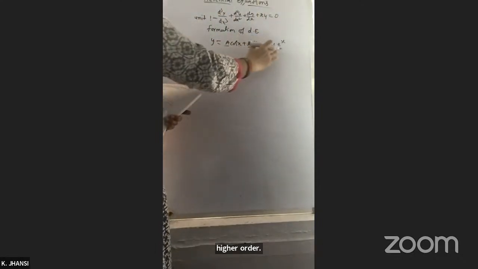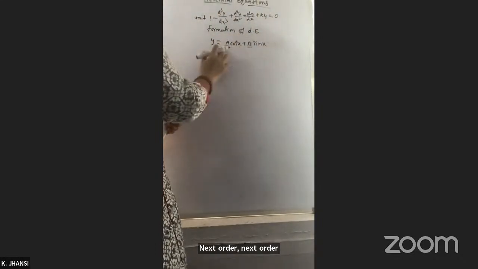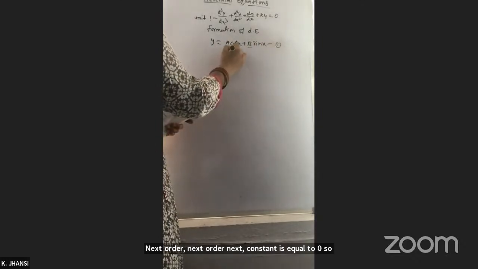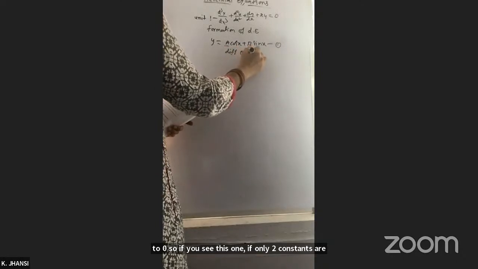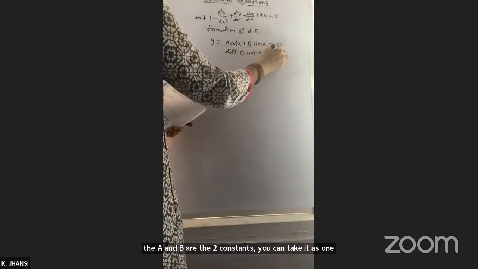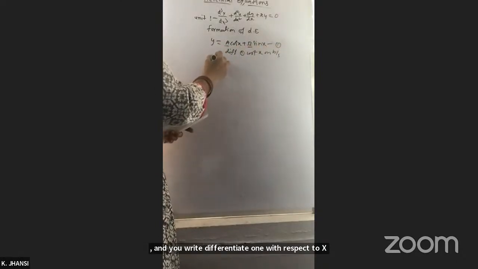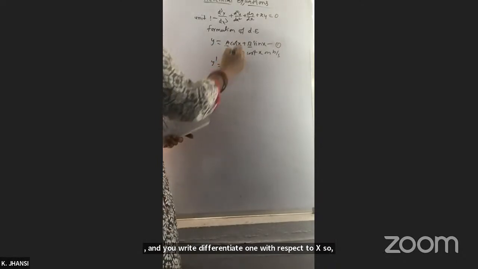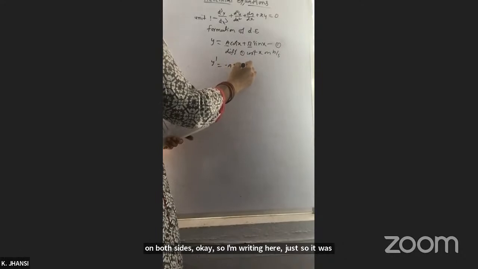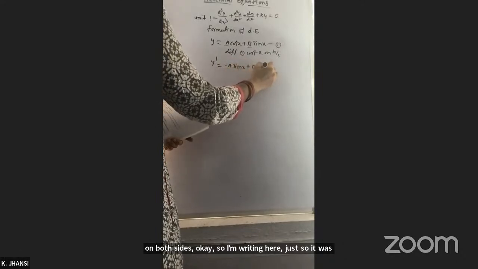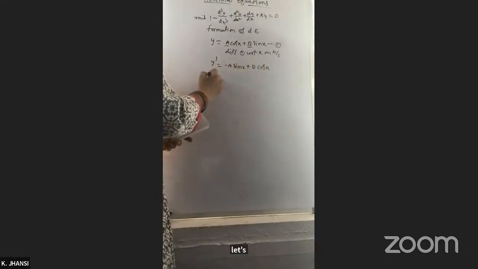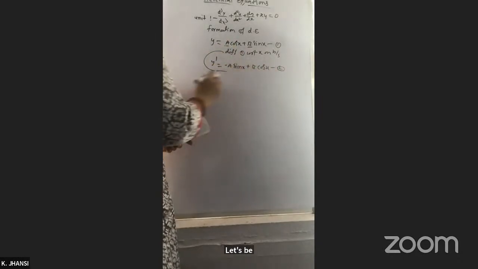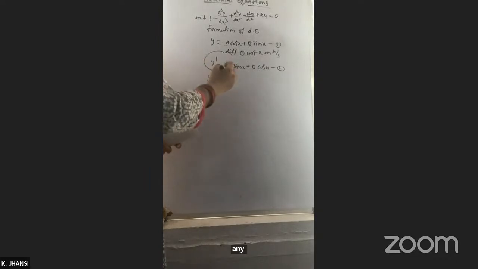So if you see this one, only two constants are there. A and B are the two constants. You can take it as one and differentiate one with respect to x on both sides. So I am writing here y dash equals a times the derivative of cos x, which is minus sin x, plus b cos x. This is first order. Next, again, you write the same step. You put it as two, and differentiate two with respect to x on both sides.